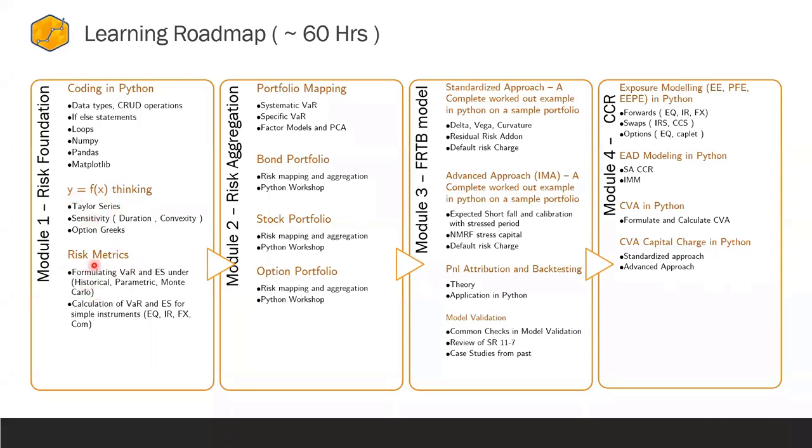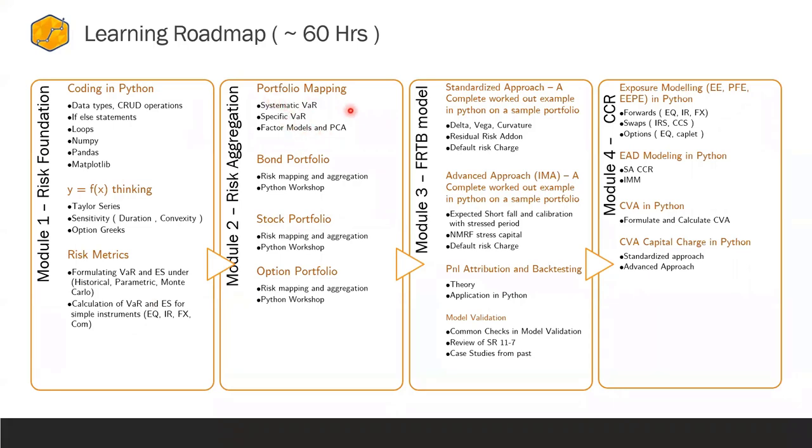And then we'll learn how to calculate value at risk and expected shortfall for simple instruments using the three different methods: historical, parametric, Monte Carlo. Once we are thorough with this part, in the next module, this will have been done for single instruments. Then we'll look at how we can do all these calculations for a portfolio.